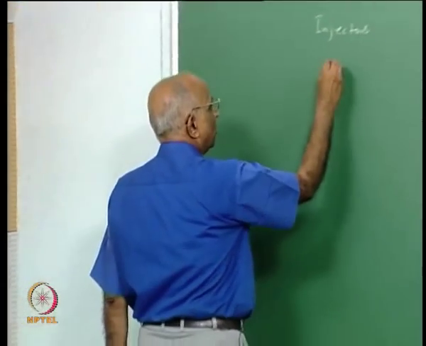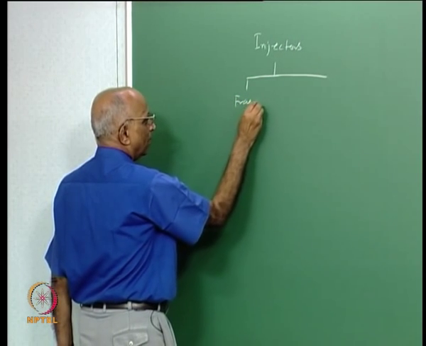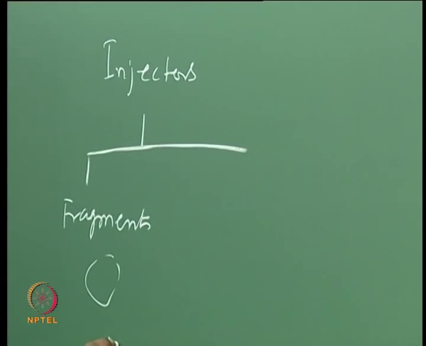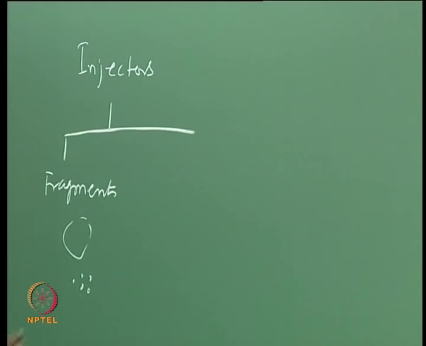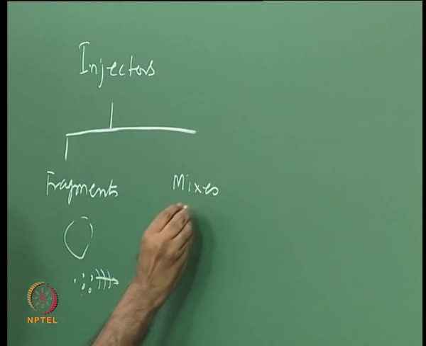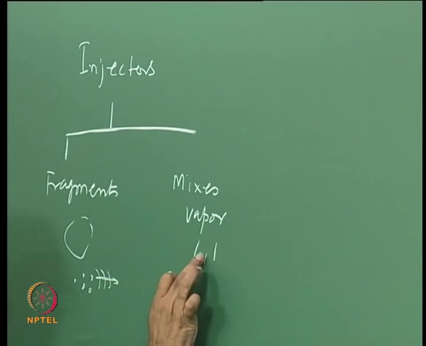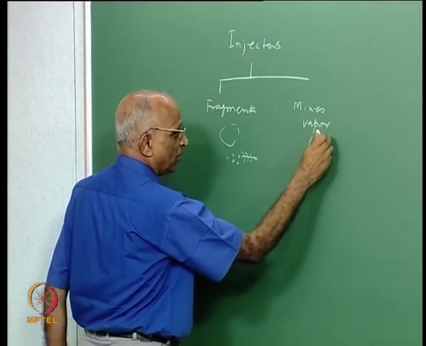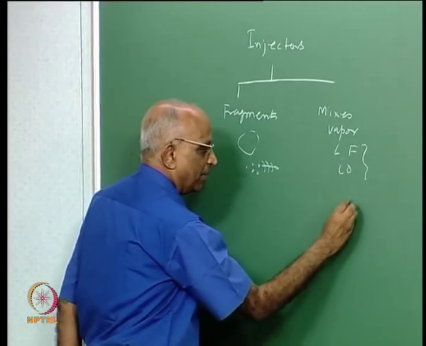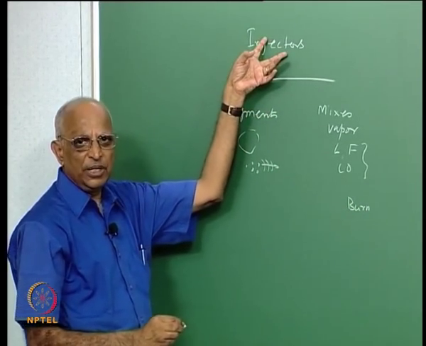Therefore, the purpose of injectors, what we had told in the last class, is that it fragments the liquid into fine drops such that the surface area increases. Then evaporation takes place, and then it mixes the vapor of the liquid fuel and the liquid oxidizer. The vapors of the fuel and oxidizer are mixed, and then they chemically react and burn in the combustion chamber. In the first half of today's class, maybe I will finish the remaining portion of the injector.